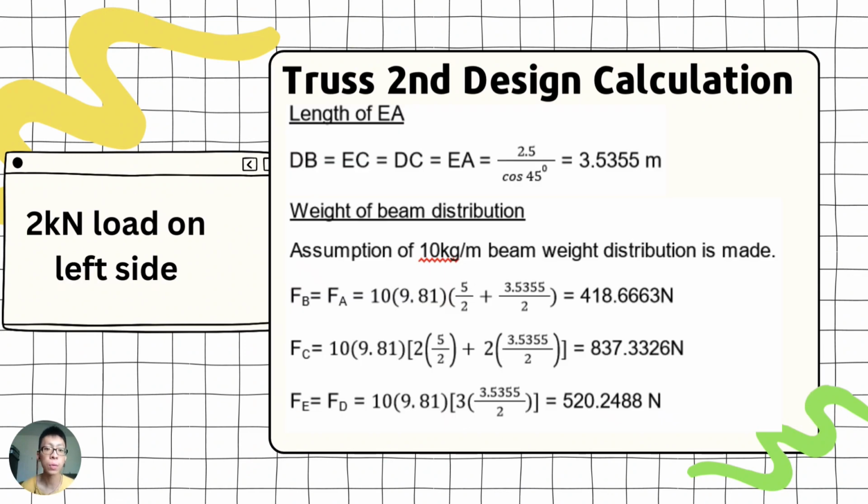So first of all, we need to calculate the length EA, and since EA equals DB equals DC, we can calculate that the slanted length of the beam will be 3.5355 meters by using 2.5 over cos 45. And next we need to proceed to the weight distribution. In our project, we make an assumption of beam weight distribution to be 10 kilograms per meter, and here we can get the force of each joint.